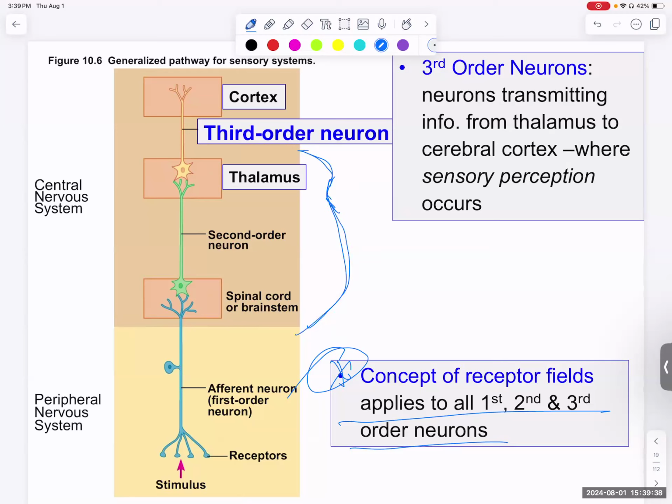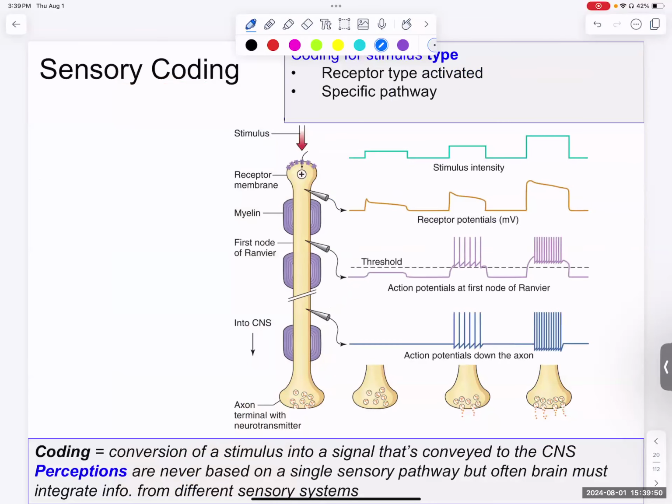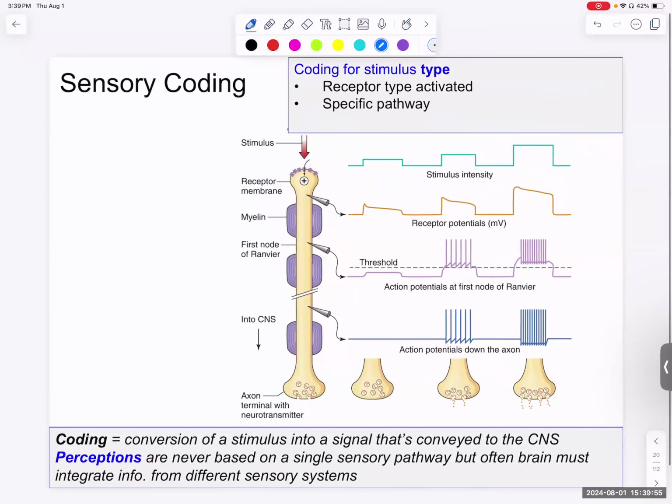This can happen in this area because you can have multiple first order neurons synapsing on the same second order neuron. And so we have something called sensory coding. It's coding for the stimulus type, and which pathway it's actually activating. So coding is the conversion of a stimulus into a signal that's conveyed to the central nervous system.